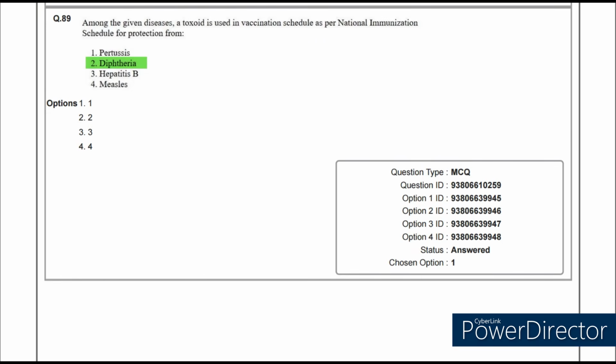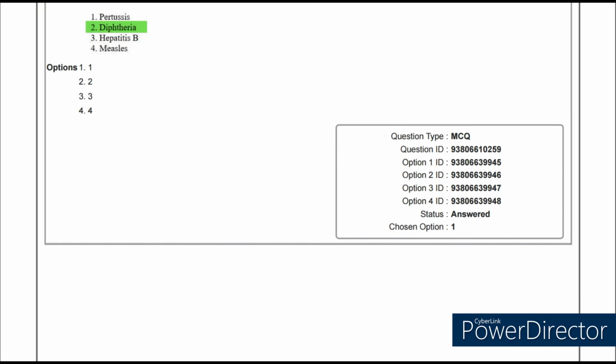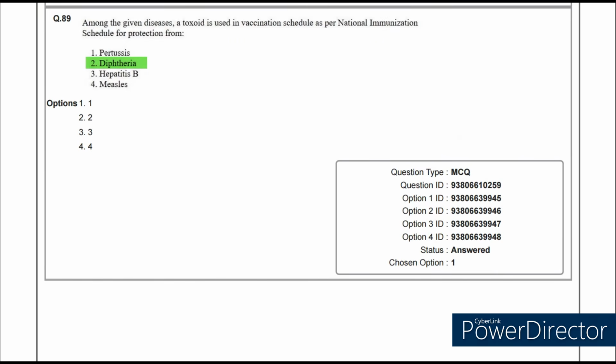And now coming to question number 89, that is on toxoid vaccine. So what is toxoid vaccine? It is an inactivated toxin that retains its ability to stimulate immunity. So in the national immunization schedule, toxoids are used for diphtheria and tetanus. So let's look at other options also. Pertussis, we see killed or acellular vaccine. Hepatitis B, we see recombinant vaccine. In measles, we see the live attenuated vaccine.